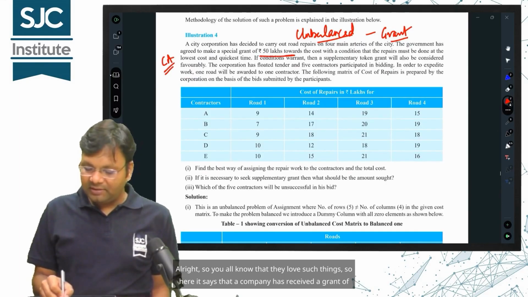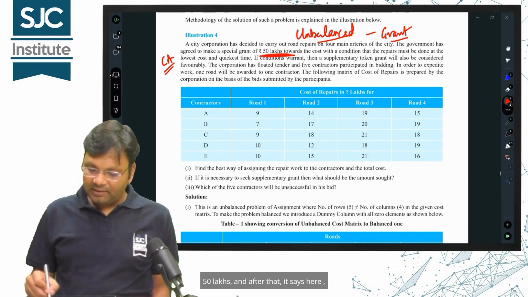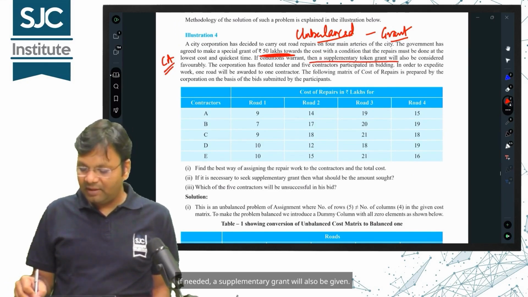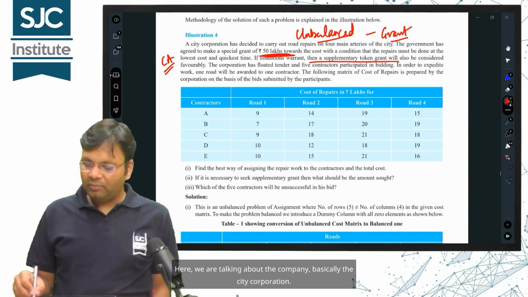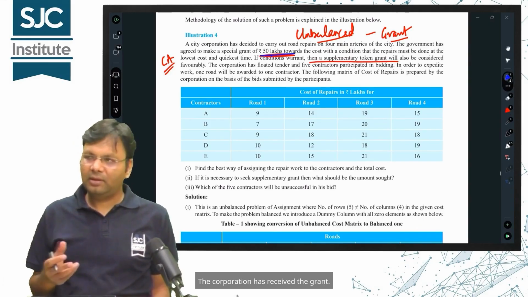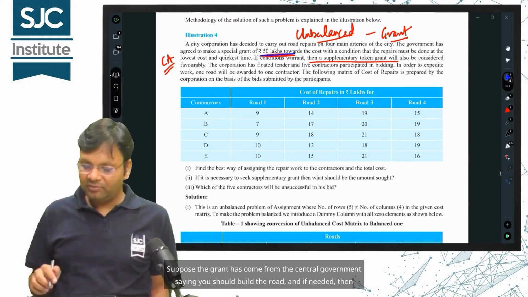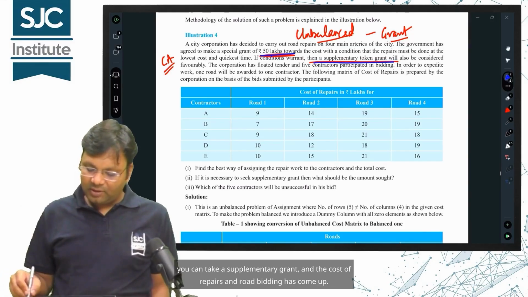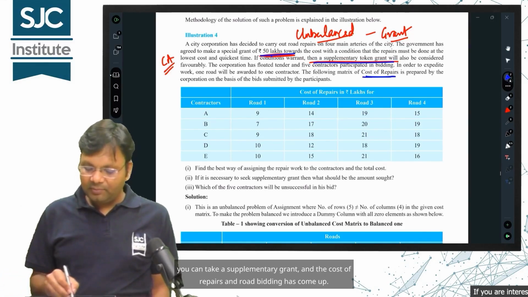So here it says that a company has received a grant of 50 lakhs, and after that, it says if needed, a supplementary grant will also be given. Here, we are talking about the company, basically the city corporation. The corporation has received the grant. Suppose the grant has come from the central government saying you should build the road, and if needed, you can take a supplementary grant, and the cost of repairs and road bidding has come up.